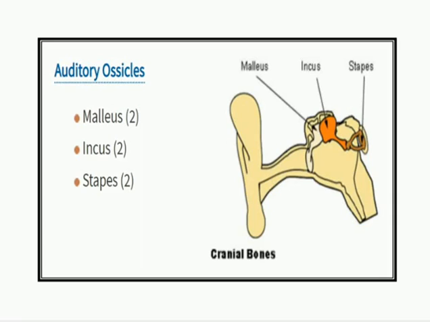Now this is the structure of your auditory ossicles, which includes malleus, incus and stapes. There is one pair of malleus, one pair of incus and one pair of stapes.